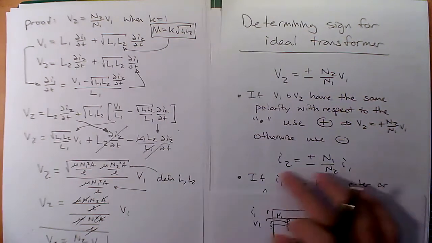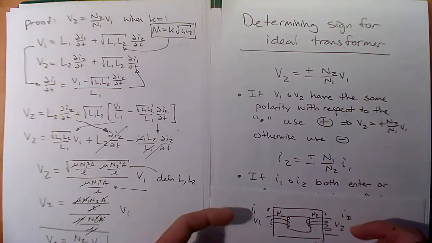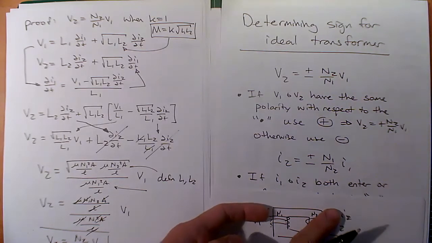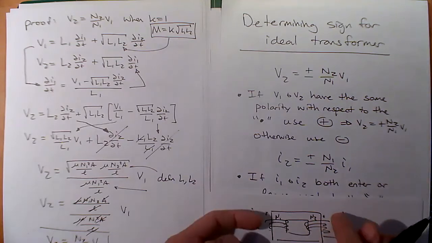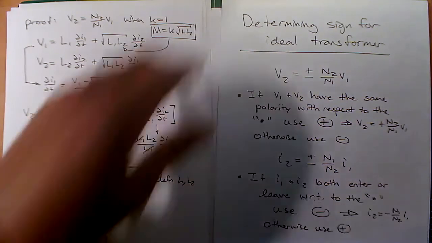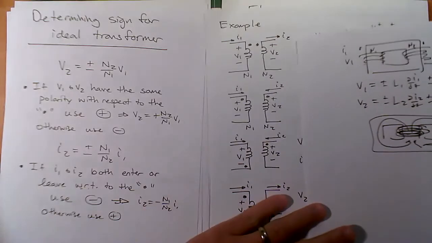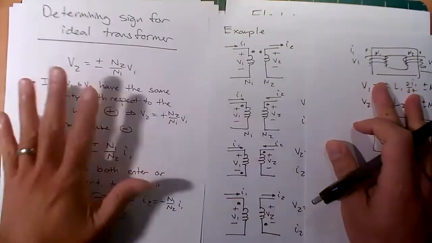For the I case, if both I1 and I2 are entering the dots, we're actually going to use negative. So to get positive, they have to be opposed, opposite directions in terms of entering or leaving their dots. Okay, so let's just do a bunch of examples here, and I think that'll hit home these rules.